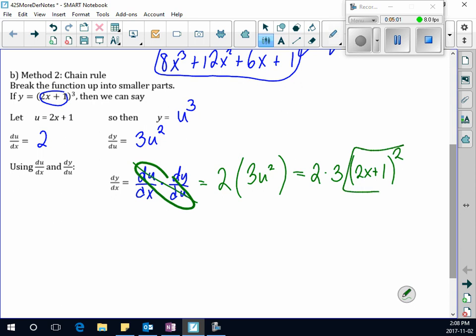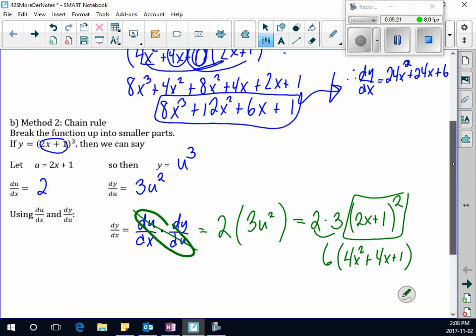So if I do the exponents first, just to prove to you it's the same exact answer, what do I get when I FOIL 2x plus 1? 4x squared plus 4x plus 1, yes? And what do I get when I multiply 2 times 3? 6. And what do I get when I multiply 6 times 4x squared? Look at that. I get the same thing as what I did over there. So this is why the chain rule works.